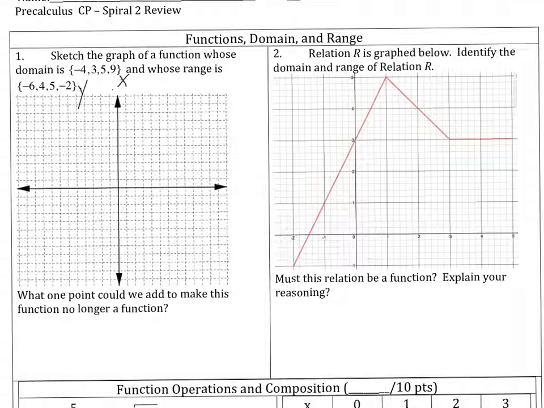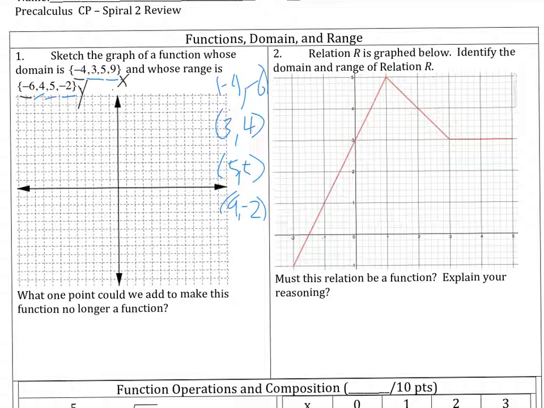The easiest way for me to see that is maybe to take a look at this as, okay, -4 goes with -6. It doesn't have to, but again, that might be one way to do this. So you get the point, -4, -6. The next one, I might use 3 and 4, and again, you don't have to use this order, but this would be one way to do this. That would be 5, 5, and 9, -2.